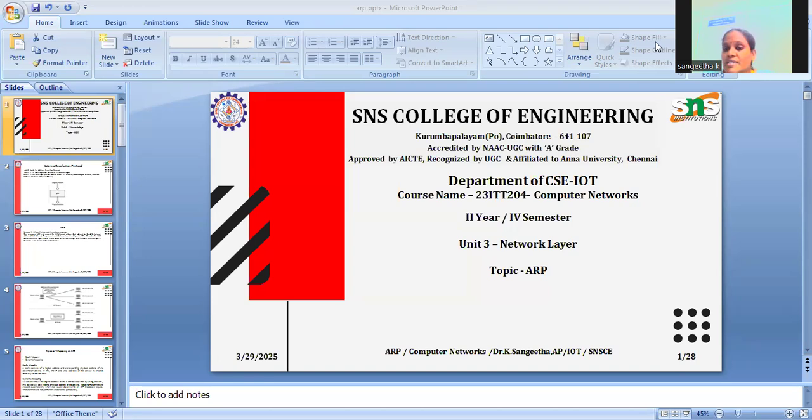In this session we're going to discuss the Address Resolution Protocol, which is an important protocol because if you want to identify a host, we need three kinds of addresses. Last class I said, right?